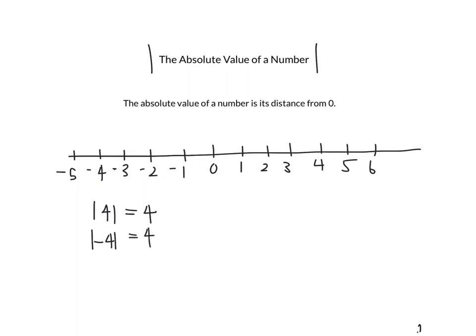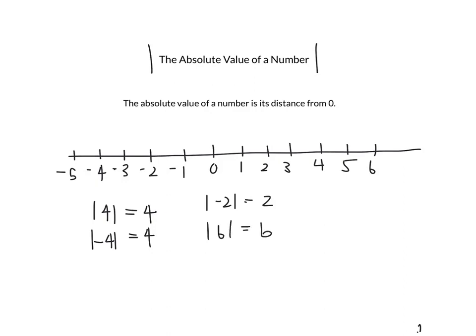So if absolute value is really a distance, and distance can only be positive, that means the absolute value of a number can only be positive. Let's try another one. What would be the absolute value of negative 2? Well, negative 2 is 2 spaces from 0, so it would be 2. And how about the absolute value of 6? Well, 6 is 6 spaces from 0, so it's going to be 6.